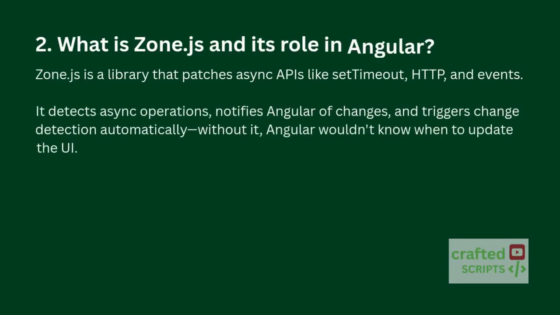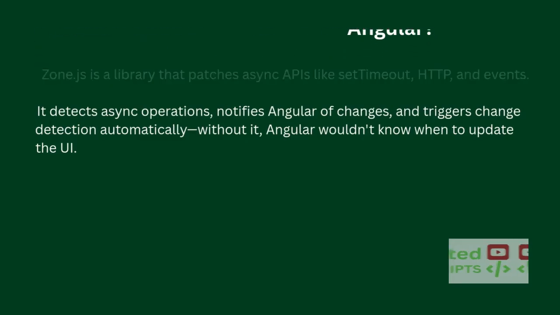Question number 2. What is Zone.js and its role in Angular? Zone.js is a library that patches async APIs like setTimeout, HTTP, and events. It detects async operations, notifies Angular of changes, and triggers change detection automatically. Without it, Angular wouldn't know when to update the UI.